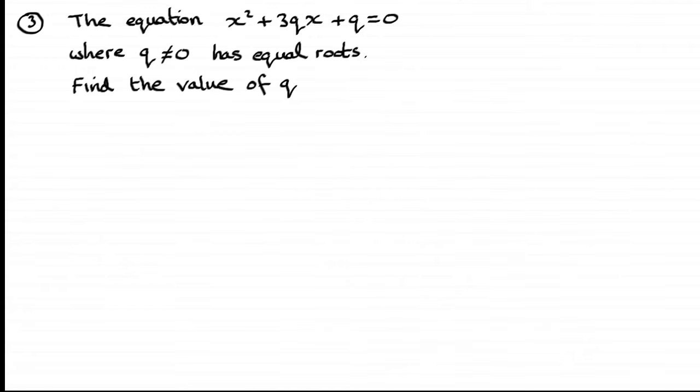Now with the next one, okay, we have got this one. It's on, well, I'm not going to say, okay? I like to think that you might know at this stage. But we've got this equation, x squared plus 3qx plus q equals 0, where q doesn't equal 0. It has equal roots. That's equal solutions, okay? Find the value of q.